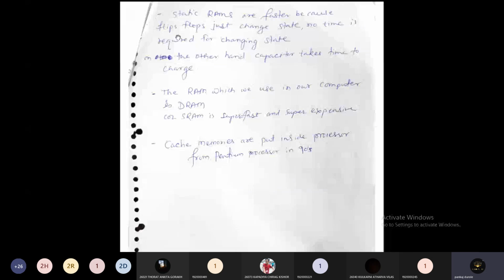Static RAMs are faster because flip-flops just change the state, right? No time is required for changing the state. 0 to 1, 1 to 0, 1 to 0, 0 to 1. So even if I say 1001, it is very fast. I even enjoy saying 1001, 01, 01, 10, right, while speaking. But when it comes to a capacitor, right, it takes time. Mobile phone, even if it is a turbocharger, takes at least 20 minutes to charge from 10 to 100%, right? So because charging and discharging is a slow and steady phenomenon, like your tortoise, right? It was very slow and steady, right?